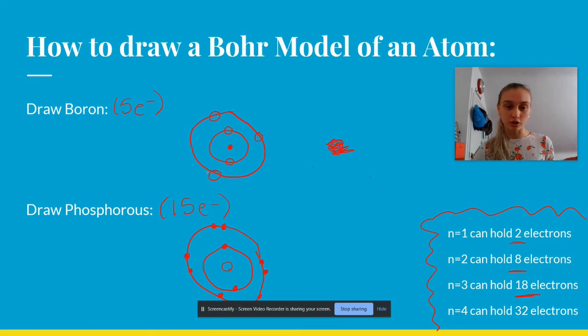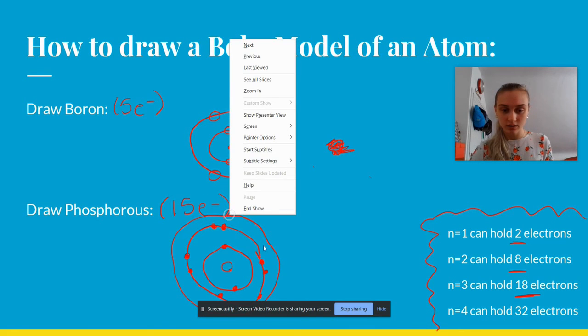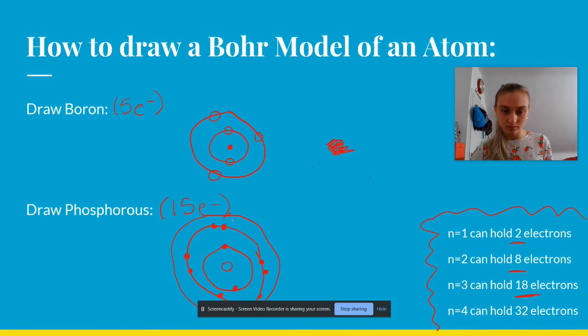So I'm going to go ahead and draw that third orbital out here. That's a little bit better, a circle. And I'm going to draw my last 5, okay? So we already have 10, 11, 12, 13, 14, 15. Okay, so now let's count and make sure we have 15 total electrons. 1, 2, 3, 4, 5, 6, 7, 8, 9, 10, 11, 12, 13, 14, 15, and we're good.